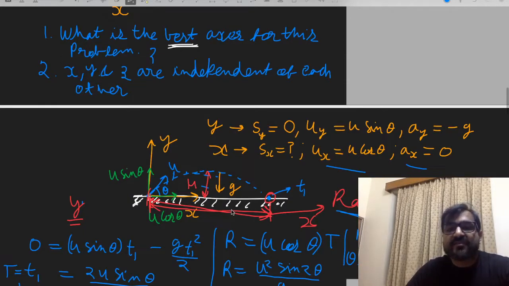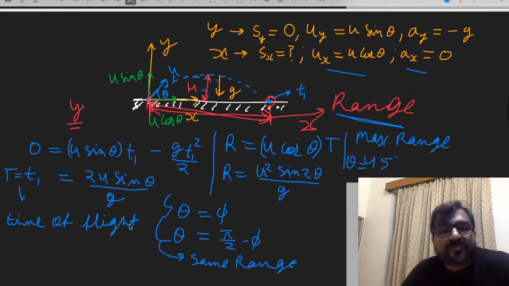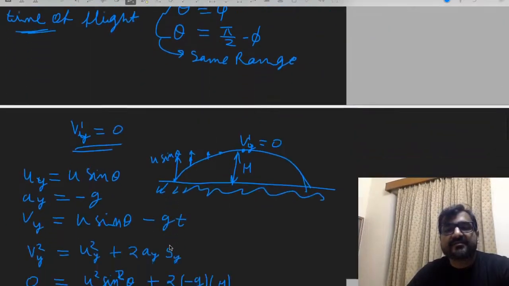And then we tried to find range, maximum height, time of flight, and we saw that for time of flight, all we needed was just the y-axis. And for other things, like range, we needed time, which we got from the y-axis, and then in x. Okay.